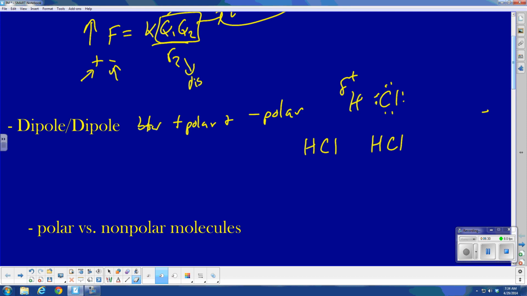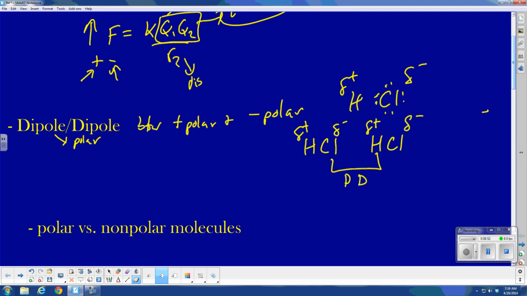So that's a partial positive. This is a partial negative. So here's a partial positive side, here's a partial negative, partial negative, partial positive. And the attraction right here is my dipole-dipole attraction. Got it? So the first thing I have to have for a dipole-dipole attraction are two polar molecules. Got it? Good. Now let's talk about the strength.